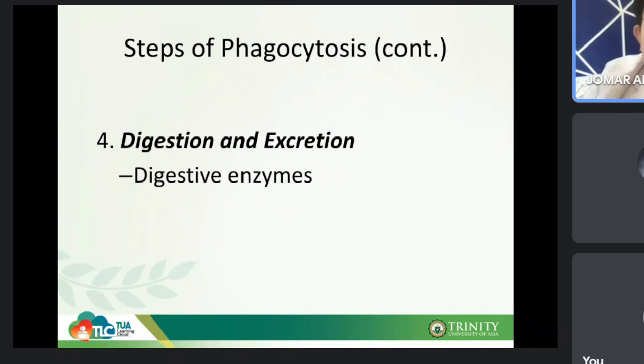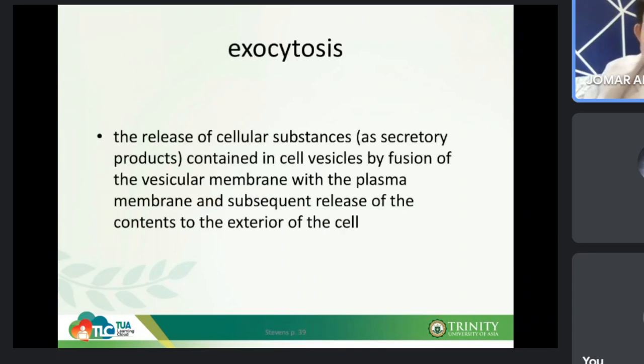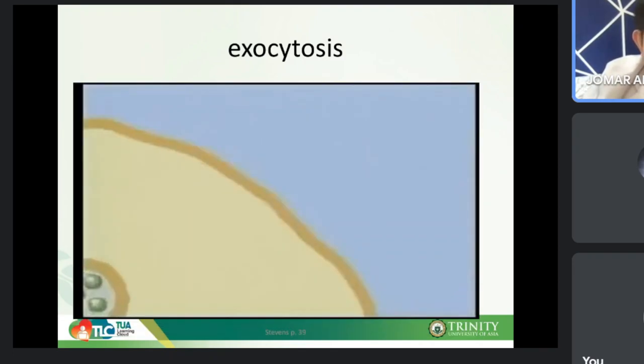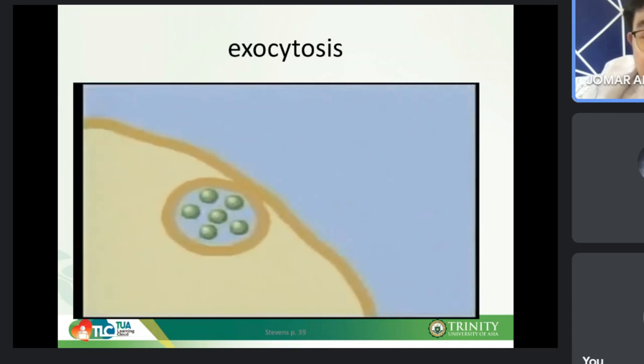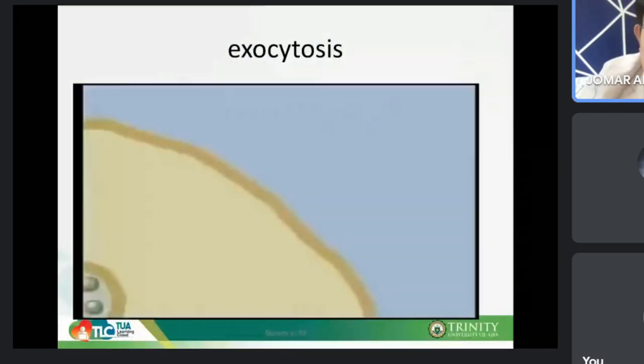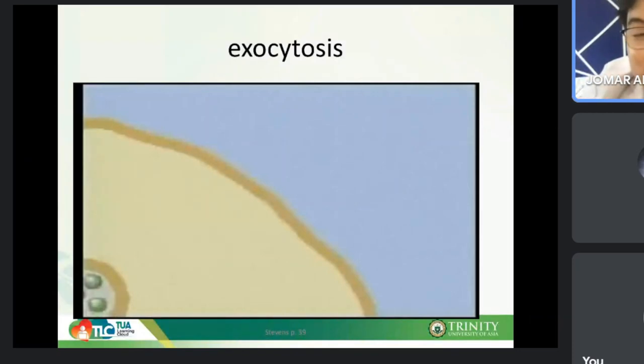Excreted through the process, exocytosis, EXO. Okay, so EXO, exocytosis, so the release of your cellular substances contained in a cell vesicle by fusion of a vesicular membrane with your plasma membrane, and then it will be released from the interior to the exterior of your cell. Parang ganito. So kapag okay na ang lahat, kailangan mo na siyang i-release out of the cell. Okay? And here comes antigen presentation. Dito importante si antigen presentation.